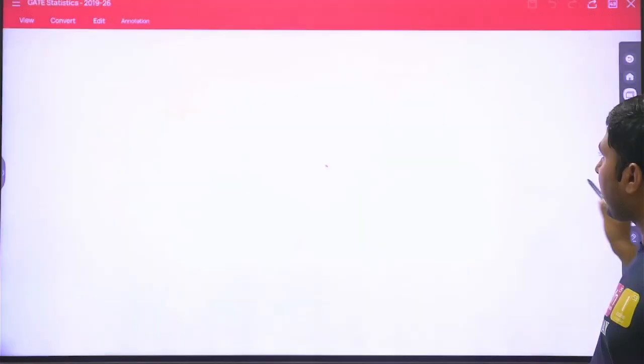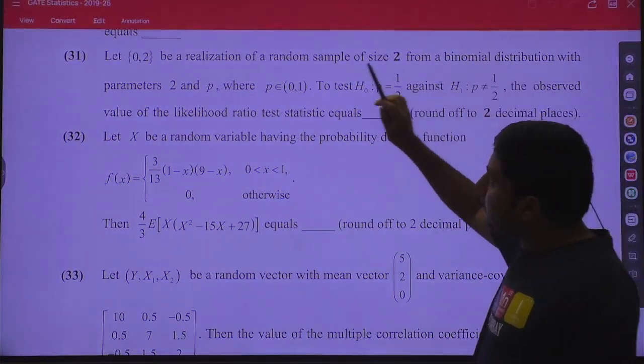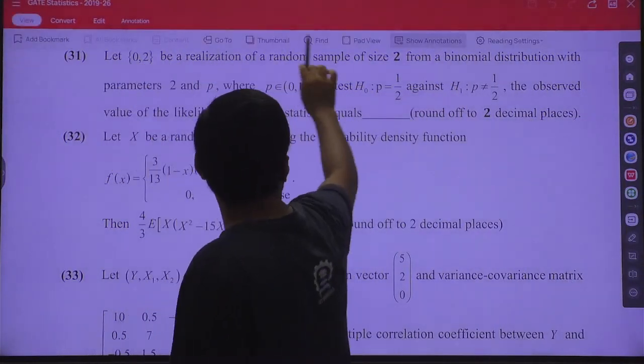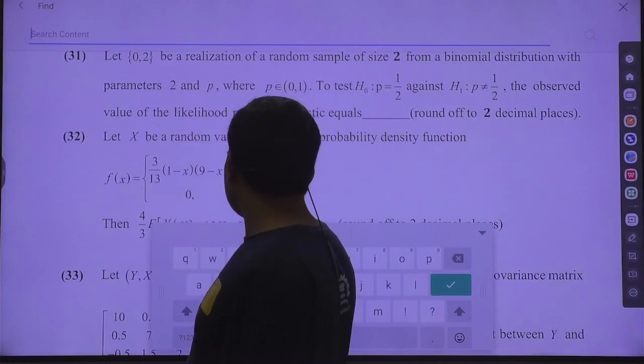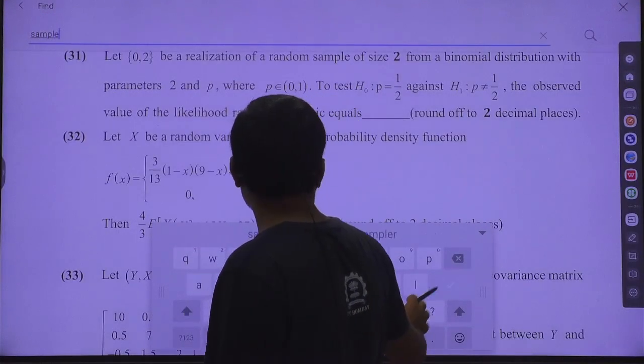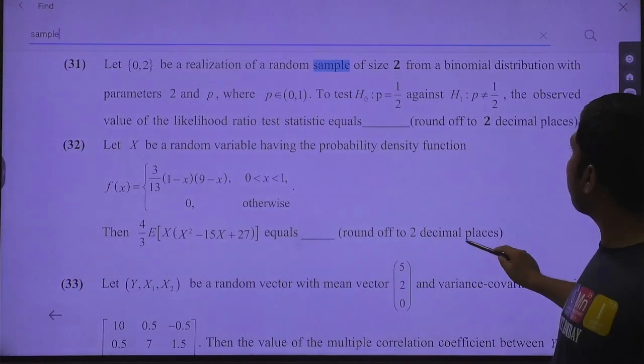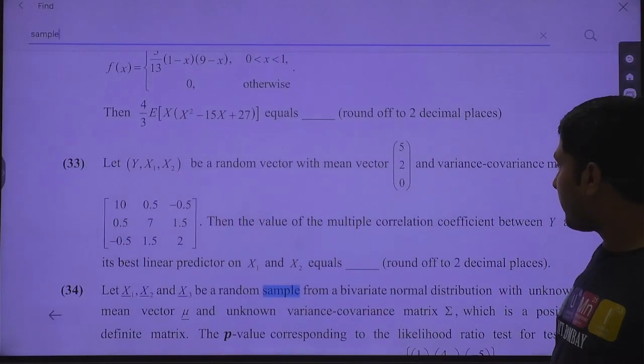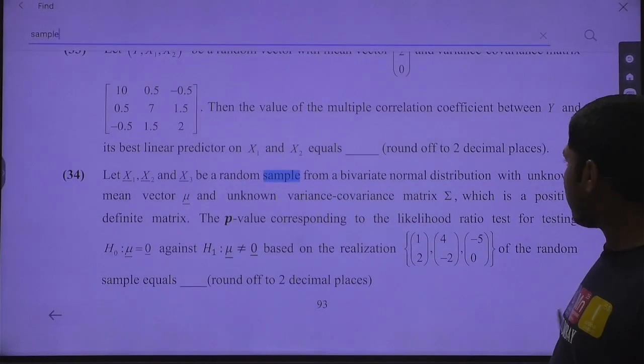Okay, so we have discussed sampling. Let's say some sample type question. It's a sample. Do we find any sample? So testing question. So sample will be more like testing.